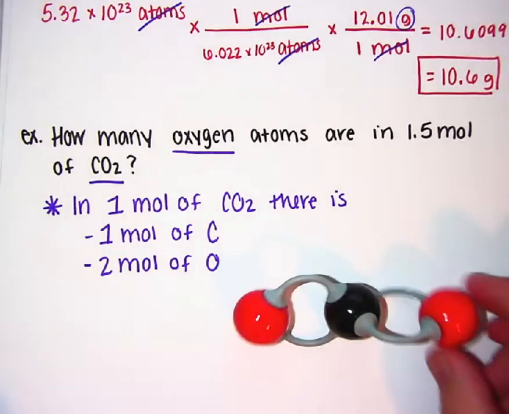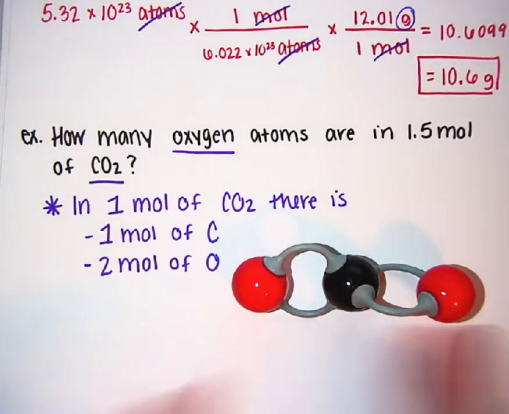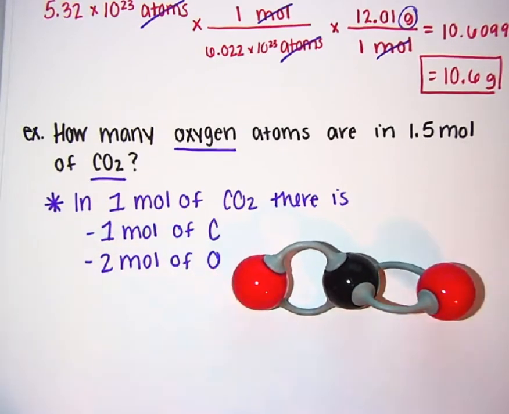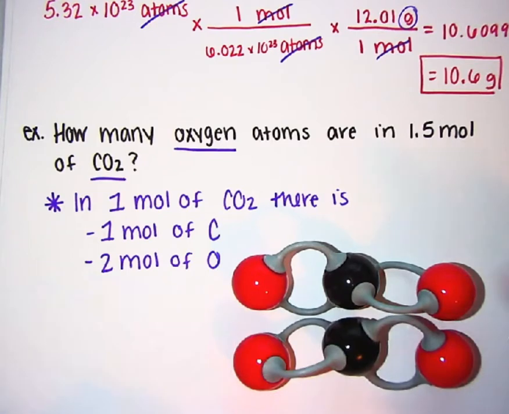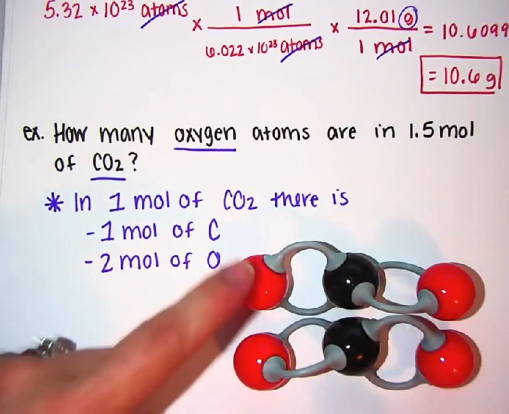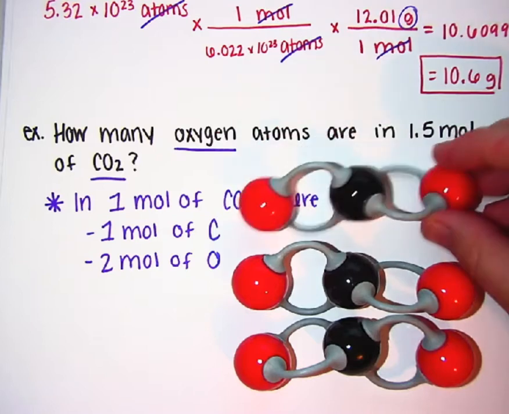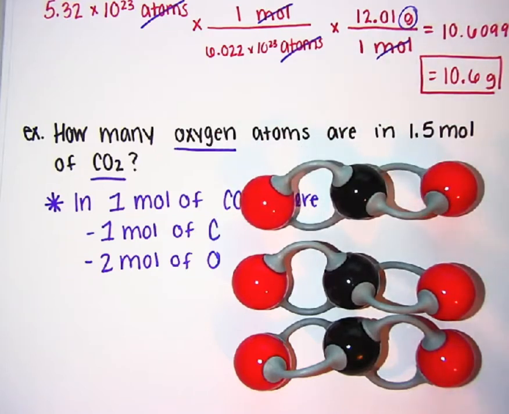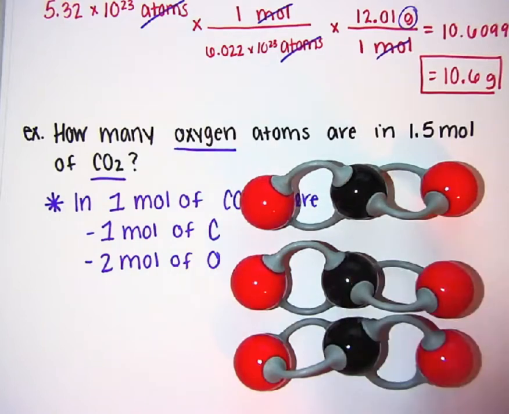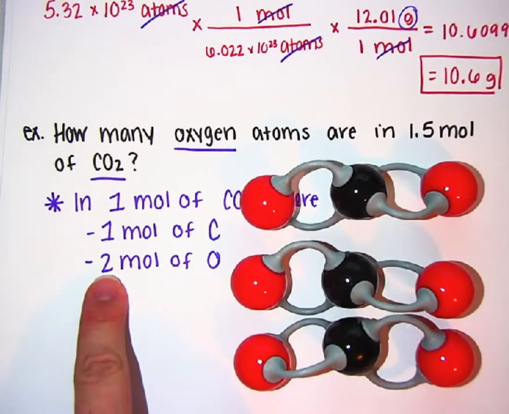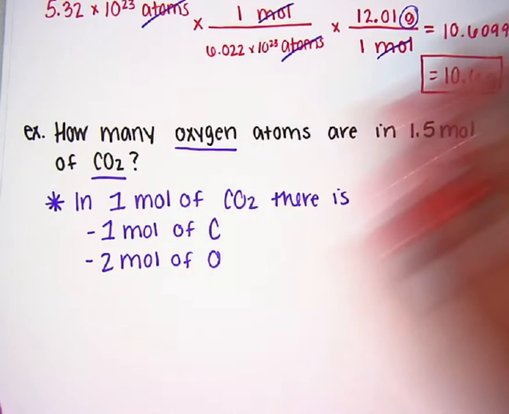This model represents carbon dioxide. So carbon is in the middle, and then the red atoms are oxygen. If I have 1 carbon dioxide, I have 2 oxygens, twice as many. If I have 2 carbon dioxides, I have 1, 2, 3, 4 oxygens. For every 1 carbon dioxide, I have twice as much oxygen. If I had 3 carbon dioxides, I have 1, 2, 3, 4, 5, 6 oxygens. For every 1 mole of carbon dioxide, you have twice as much oxygen. So how would we solve this problem?